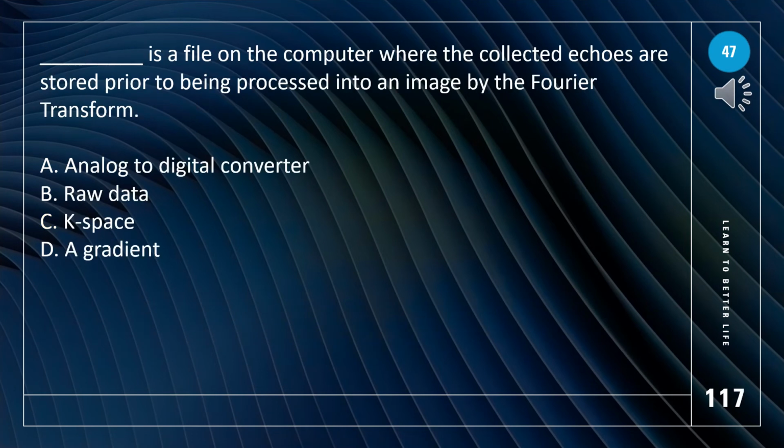What is the file on the computer where the collected echoes are stored prior to being processed into an image by the Fourier transform? A. Analog to digital converter. B. Raw data. C. K-space. D. A gradient. The answer is B. Raw data.